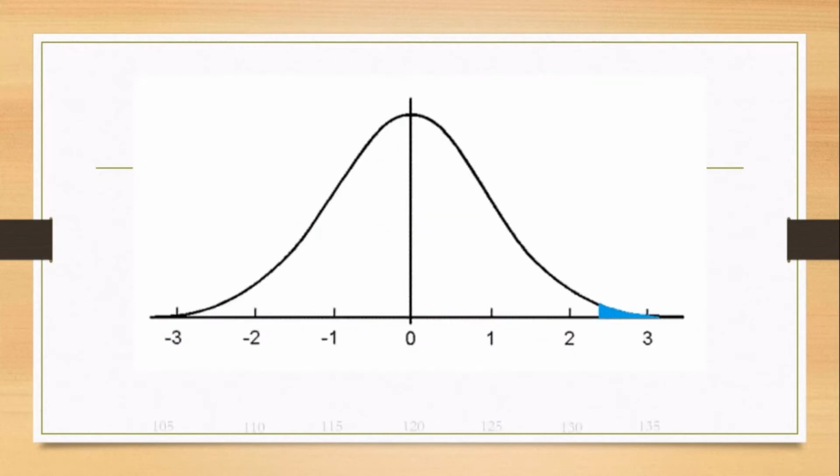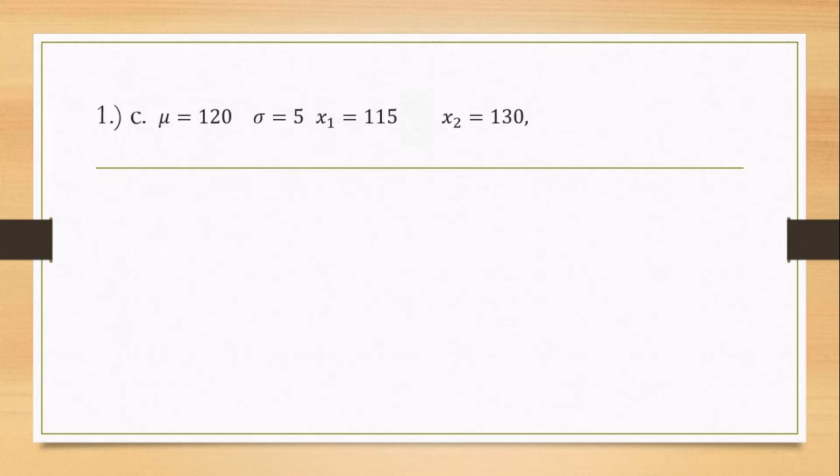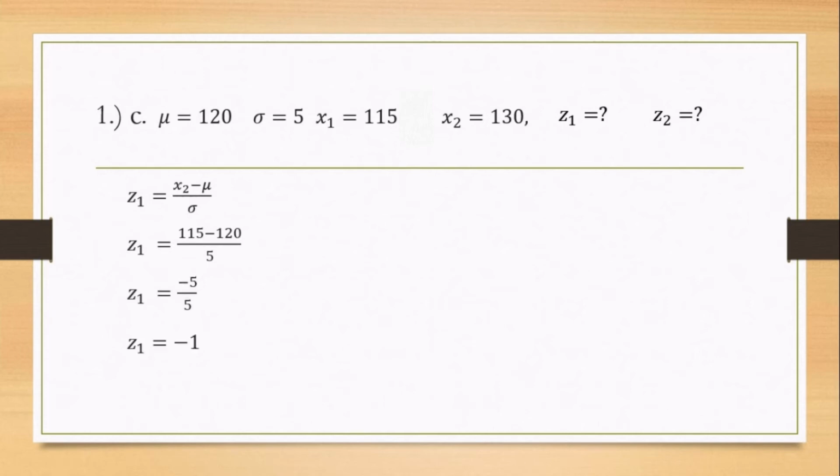This is how its normal curve looks like, with area only covering 0.82% to the right. Last situation, C, the given are the same values with two x's of different values. We can also find two values of Z here, using the same procedures from the previous problems. We get Z sub 1 is -1, and Z sub 2 is 2.